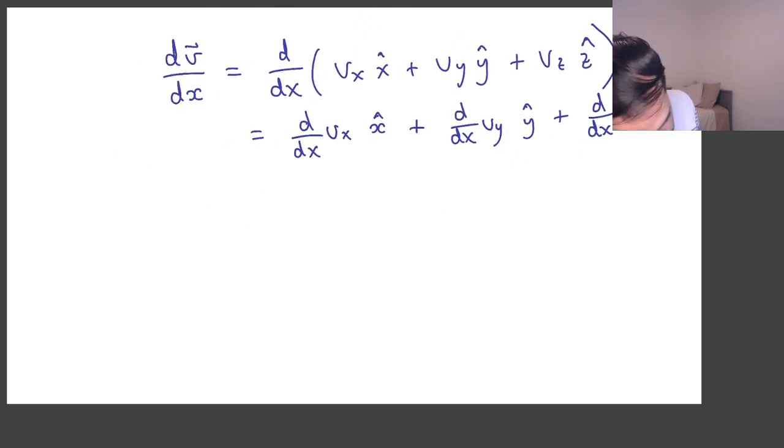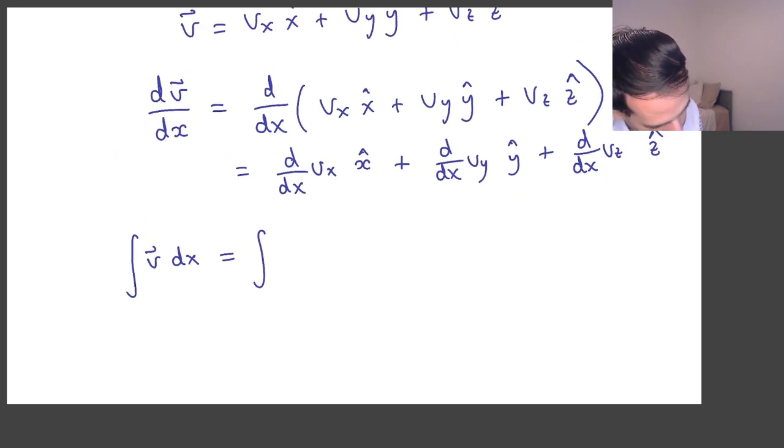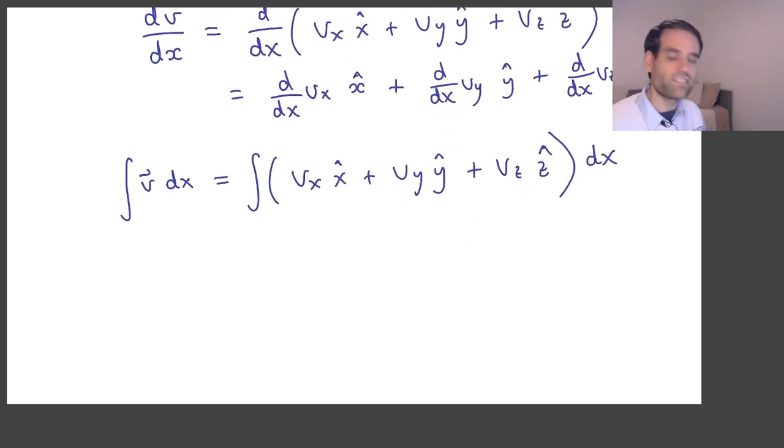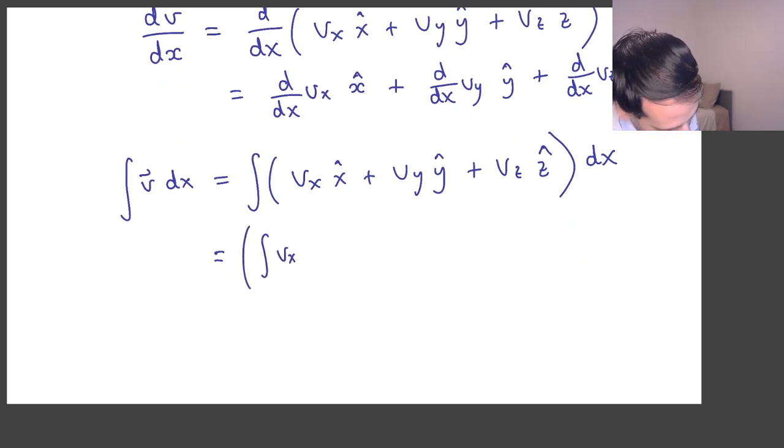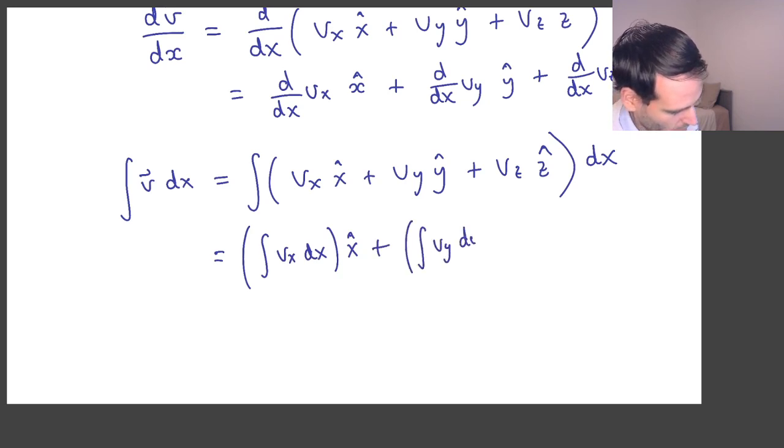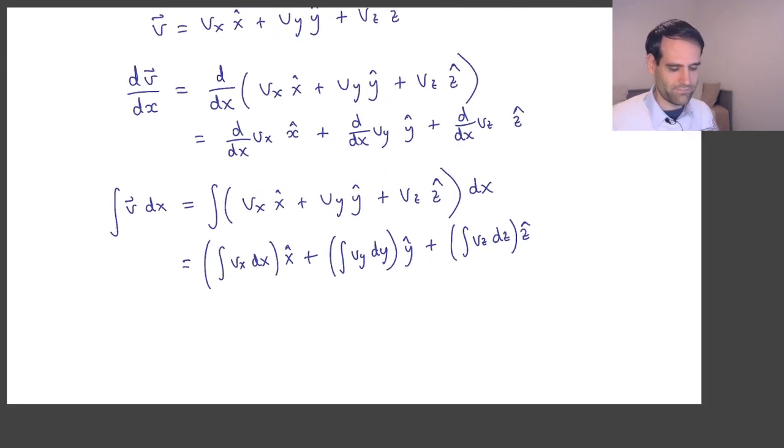What about the integral? The integral of vector V with respect to x is equal to the integral of, I can copy the vector, of this with respect to x. But the integral is linear. Therefore, you can write that this is equal to the integral of Vx dx in the direction x hat plus the integral of Vy dy in the direction y hat plus the integral of Vz dz in the direction z hat. And that's it.